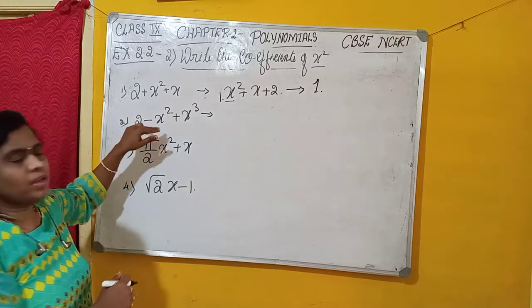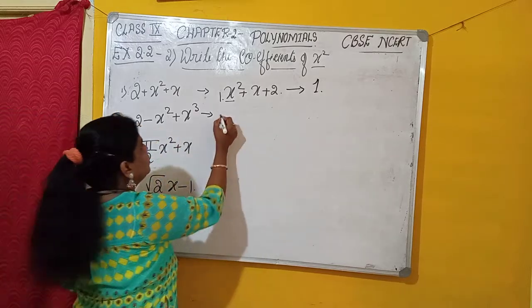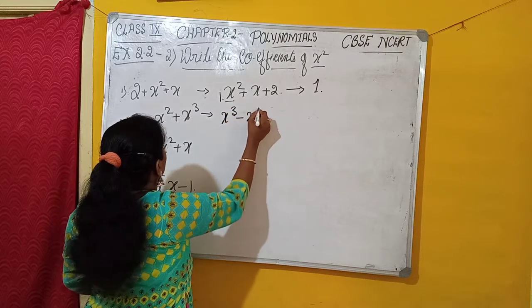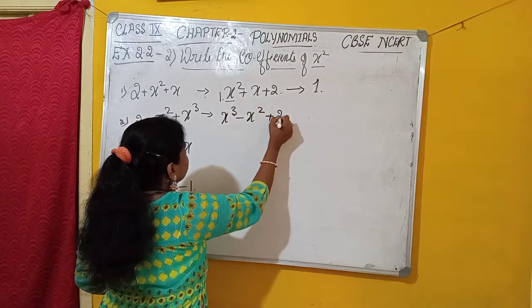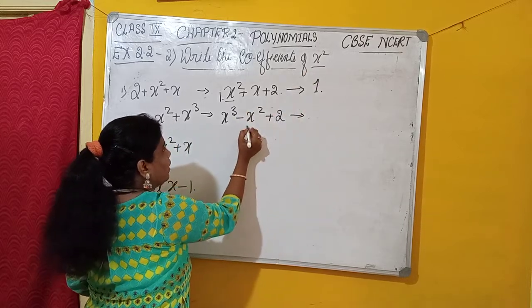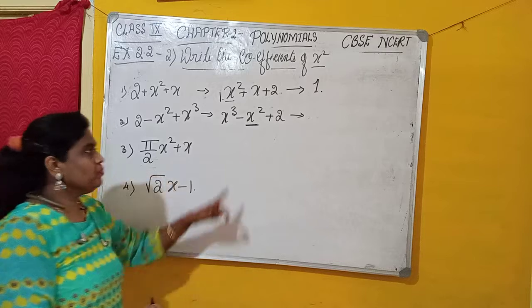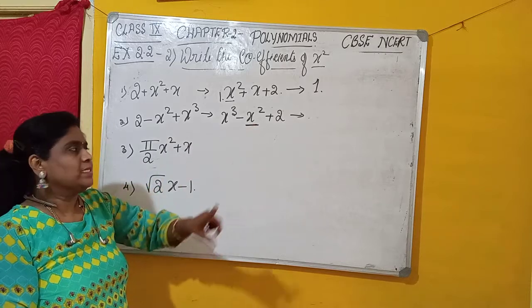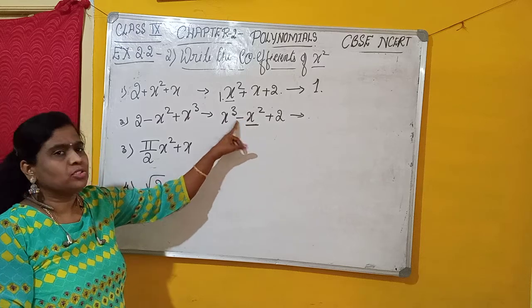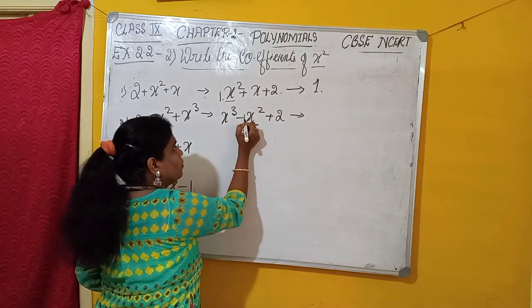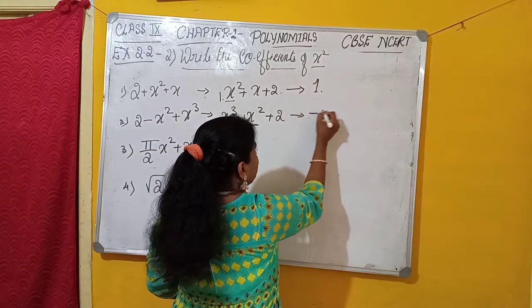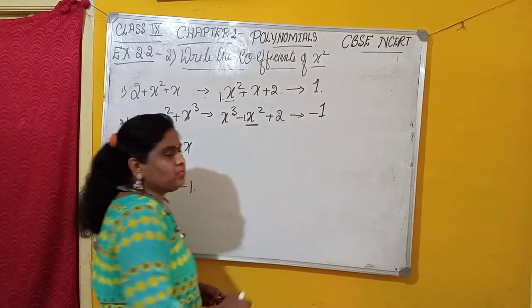In the second one, here also write it in the standard form. That is x cube minus x square plus 2. We have to check for the coefficient of x square. Here x square is there. The constant along with this x square is also 1 with the symbol minus, so minus 1. Therefore, the coefficient of x square in this is minus 1.